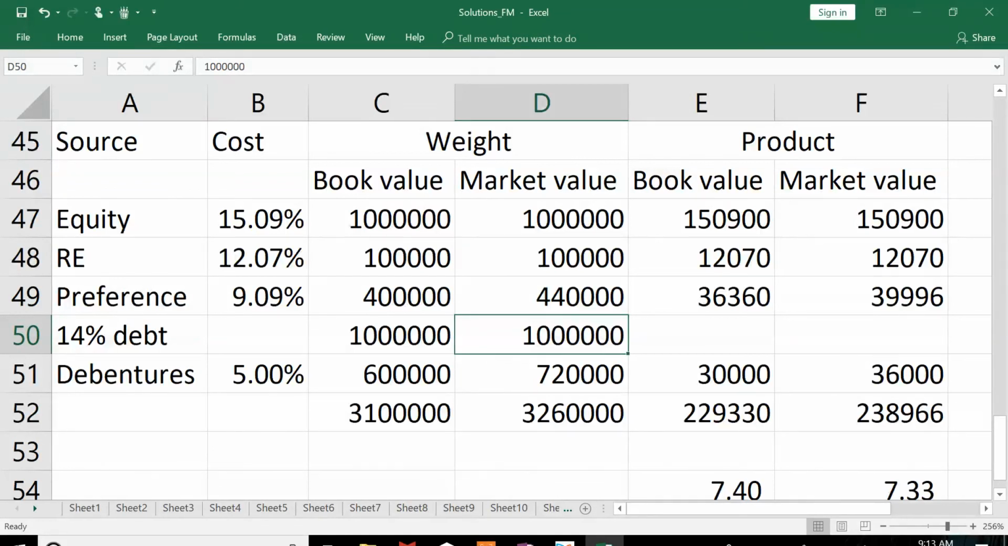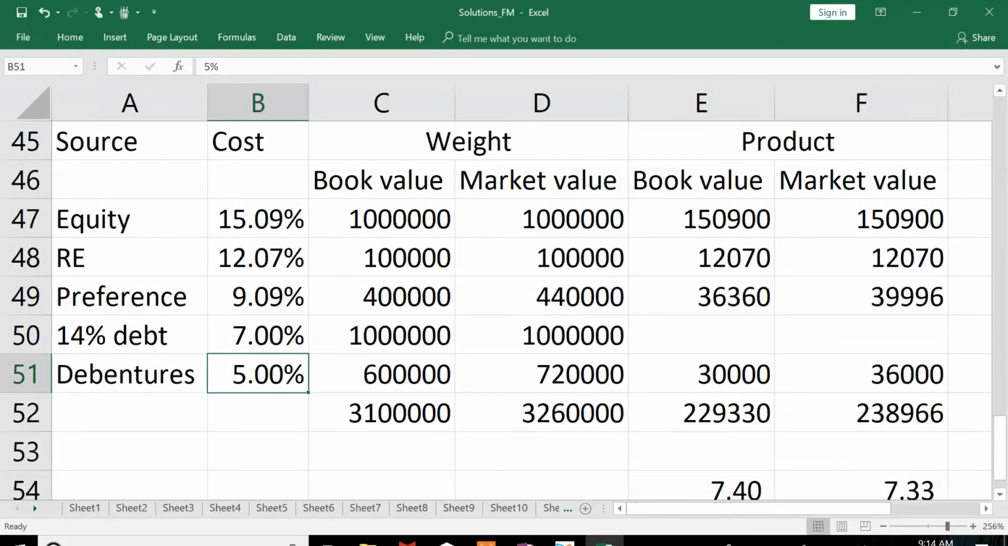So in that case, if they give a 14% rate of interest, what is the tax rate in this question? 50%. So the cost of 14% debt is 7. The cost of a 14% debt is only 7%. Any doubts on this? Now it doesn't end here. This is the second part of the solution.